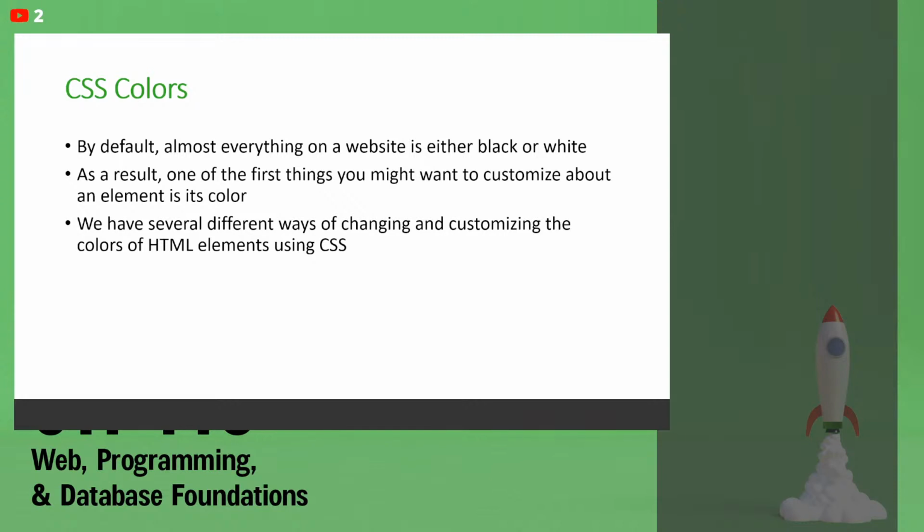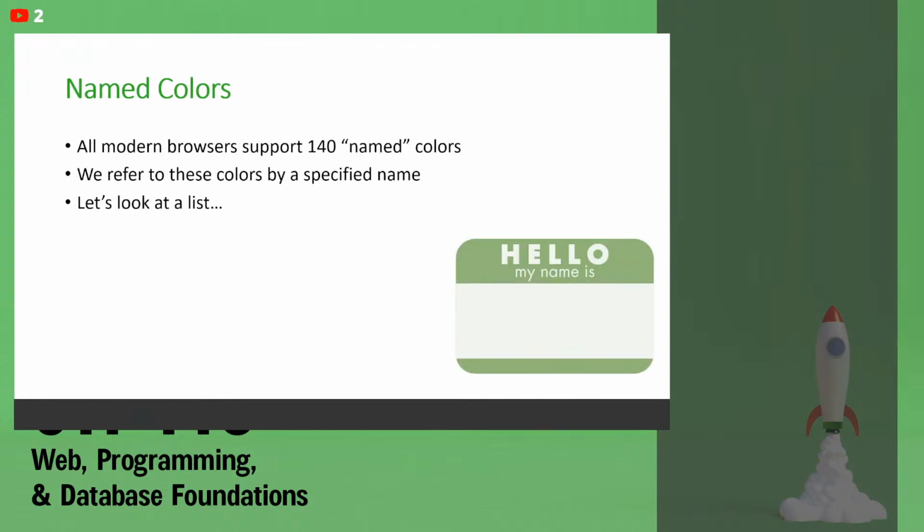And so one of the first things that people want to customize really is the color. And so we have several different ways of changing and customizing colors of HTML elements using CSS. And for the purposes of this course, we primarily talk about just two of them, right? We talk about named colors and we talk about hexadecimal colors. And so the first thing that we talk about is named colors.